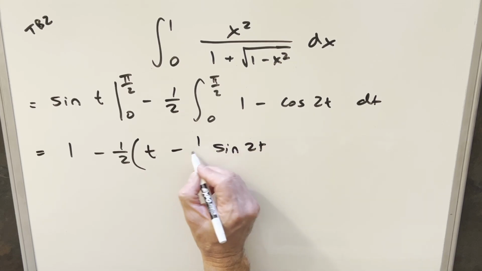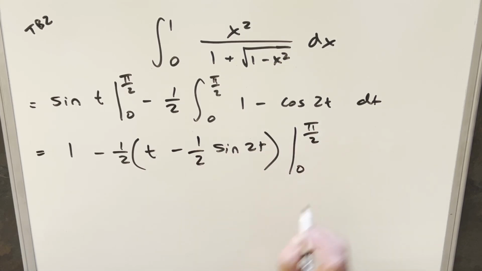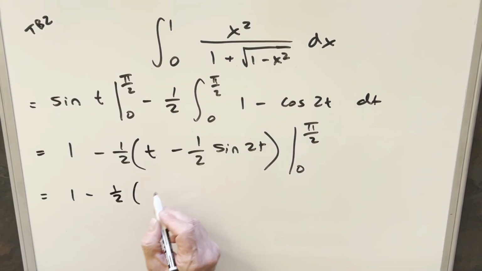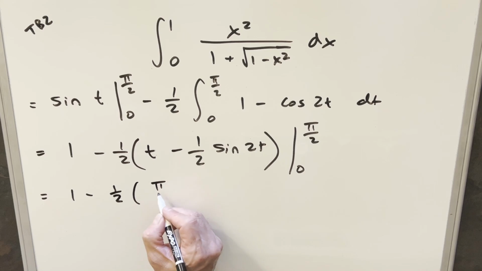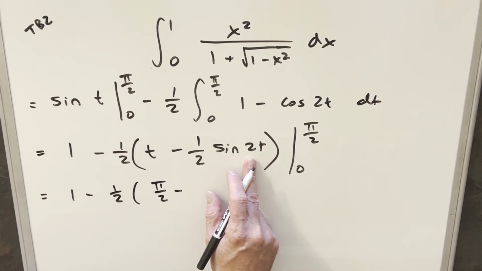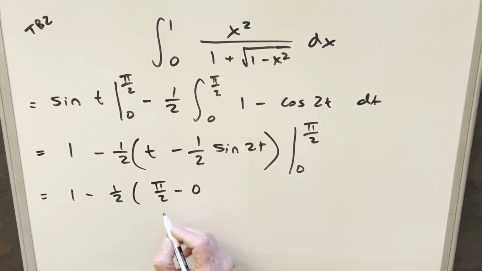And then we just need to bring a 2 out here as a 1/2 and evaluate from 0 to pi over 2. So evaluating this, we have our 1/2 factored out. This first part, plugging in pi over 2, we'll just have pi over 2 here. When you plug pi over 2 in here, sine of 2 times pi over 2, that's the sine of pi. That's just going to give me a 0 right there.